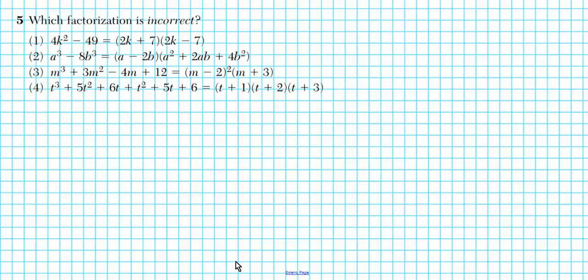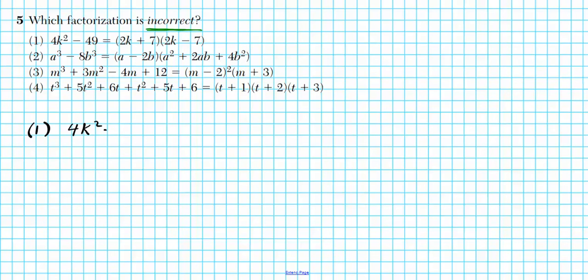All right, let's take a look at question number 5, the last one in this part. It says, which factorization is incorrect? Okay, so be careful here. We're not looking for which one is correct, but which one is factored incorrectly. All right, this is an excellent problem to review your factoring skills. So let's start with the first option. We're going to factor all of them completely.